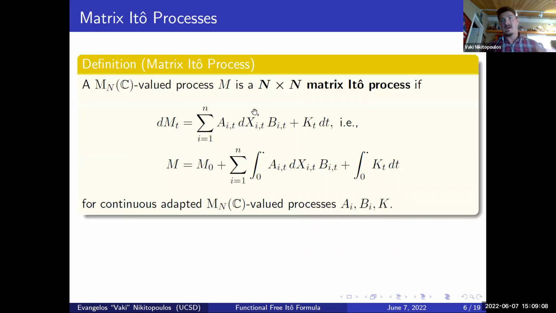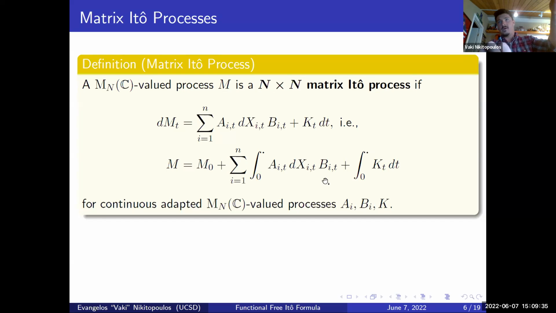Okay, now I'll tell you what kinds of processes M I will discuss in the talk. A matrix valued process M is going to be called an N by N matrix Ito process if you can write it as the starting point, and then a Brownian stochastic integral piece, and then a regular old bounded variation integral piece. Now, this notation right here bears some explanation.